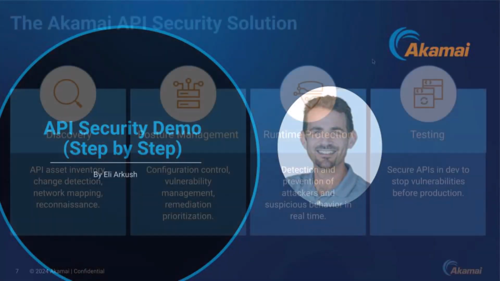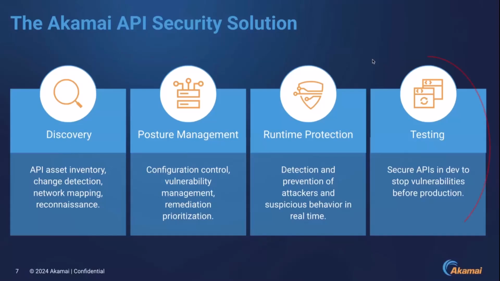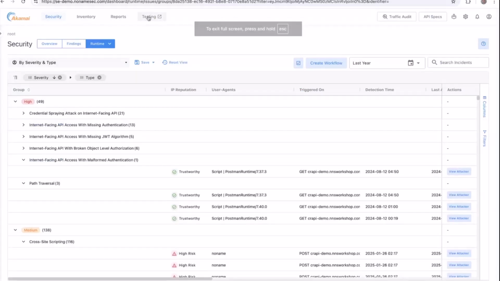Let's talk about the active testing model. Active testing is more about shift-left security, how to enable developers to run security scans and find vulnerabilities in their APIs earlier in the software development lifecycle. Let's take a look at how it looks in the demo.